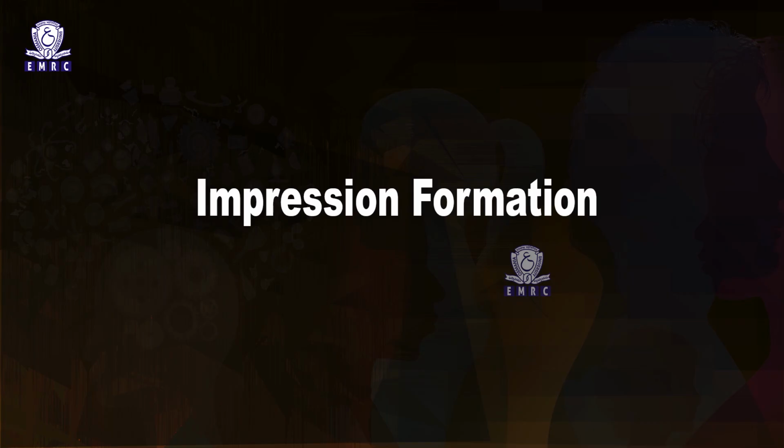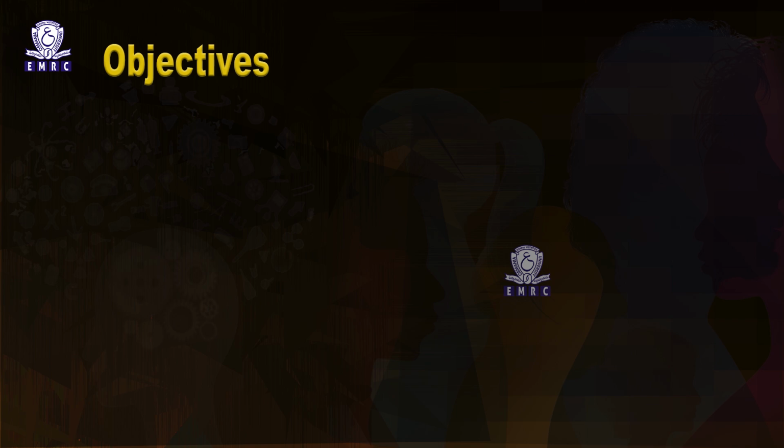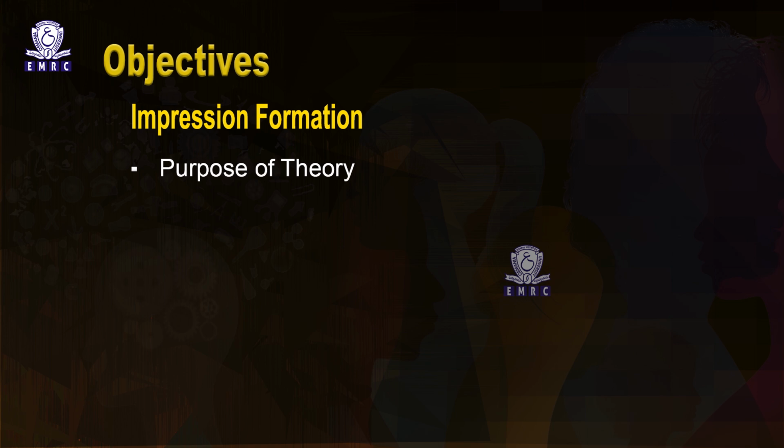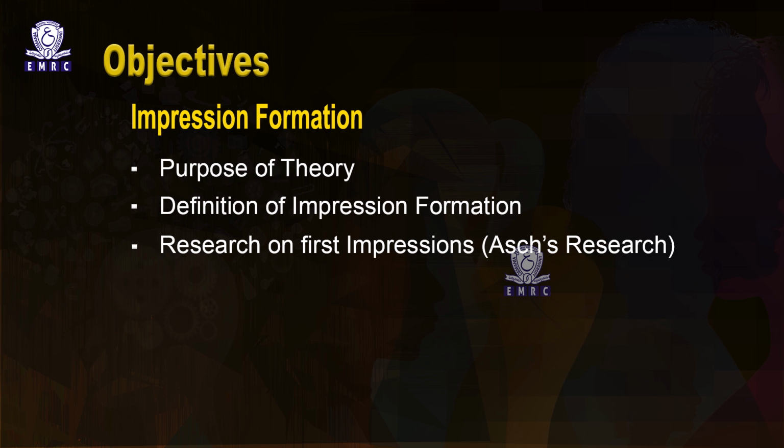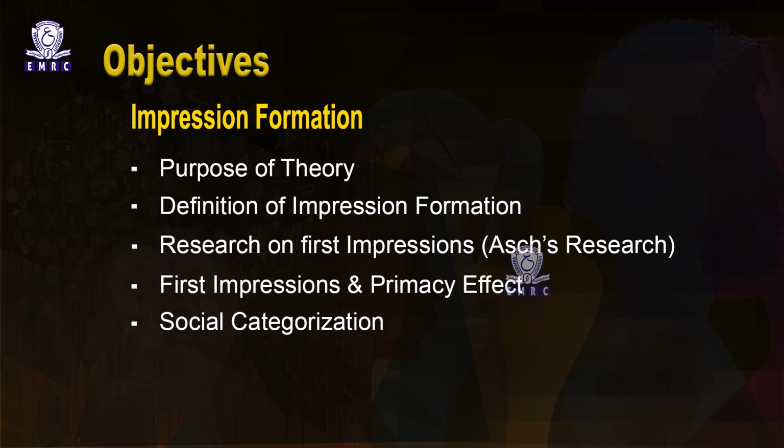In social psychology, under module 7, we would be discussing impression formation. The objectives under this are the concepts related to impression formation, under which are the purpose of theory, definition of impression formation, research by Solomon Asch and primacy effect, social categorization and implicit personality theories.